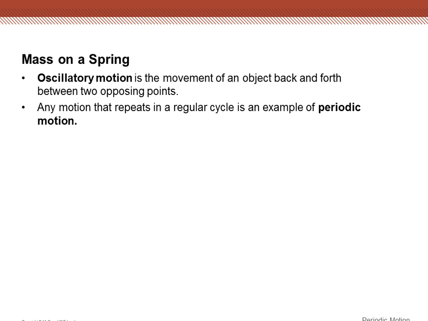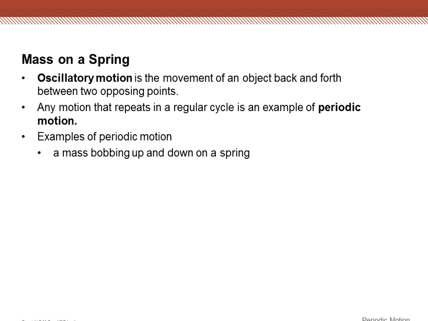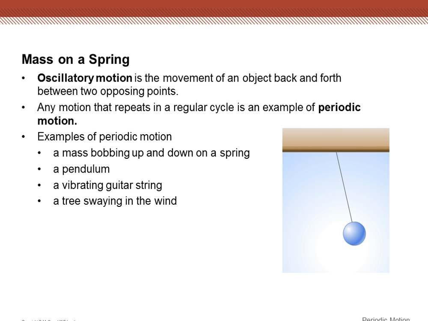It's called periodic because it repeats over a period of time, and in a given period it goes through an entire cycle of its motion. Some examples of this would be a mass bobbing down on a spring, or say a pendulum swinging back and forth, a vibrating guitar string, or a tree swaying in the wind, or maybe you've seen bridges that sway, or signs that move back and forth in the wind.